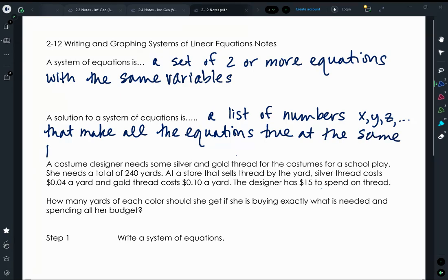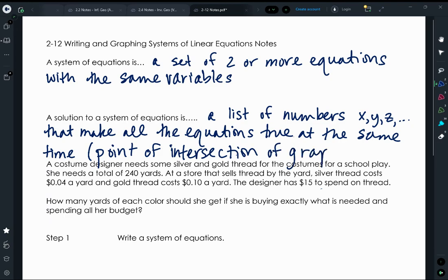So the way that we're going to see this with a graph is it's going to be our point of intersection. Because remember, any point on the graph is really a solution to an equation, and we want it to be a solution of both. So it's going to be a point of intersection of the graphs. So that's the really important thing today. We're going to emphasize that. Underline it. This is a really important thing for what we're doing today.